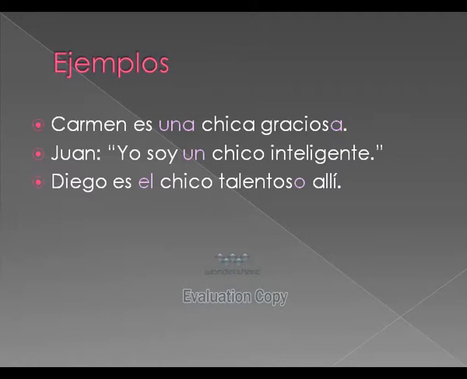So we're pointing to a place with ahí. We're saying there. So in that case, we can have a specific, definite person in mind. He is the talented boy over there. María no es una chica seria. Again, matching the indefinite article to the noun, una chica.